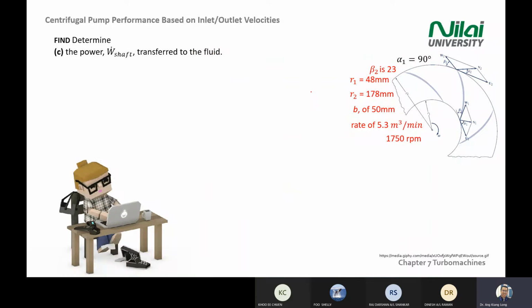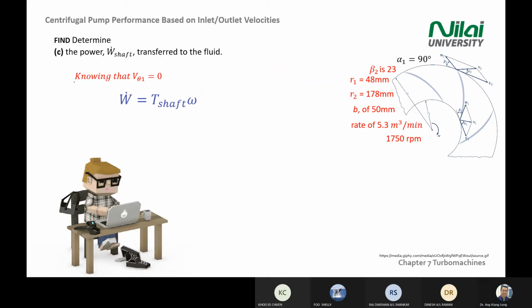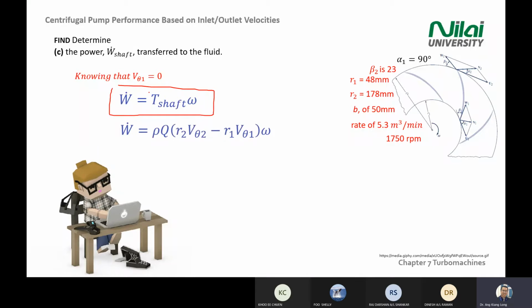Third one, finding the power transferred to fluid, also standard. So we know that our fluid enters at 90 degree. So your power equal to T shaft omega is an important equation when you want to find power. Power equal to torque of the shaft times the rotational speed. And then there's an equation for the torque in the previous slides. So torque equal to rho Q times the R V theta 2 minus R V theta 1. Okay, the differences of your R V theta times the omega.